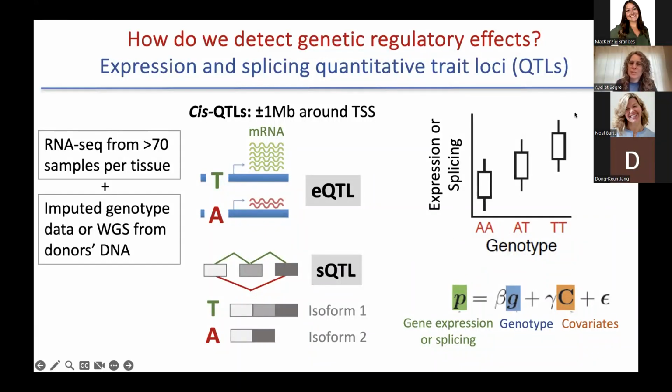And using linear regression analysis, we identify variants whose genotype is associated with expression or splice events, correcting for various covariates, including hidden inferred covariates on the gene expression or splicing, genotype PCs to correct for any population stratification, sex, and other covariates that might be important for the specific study.